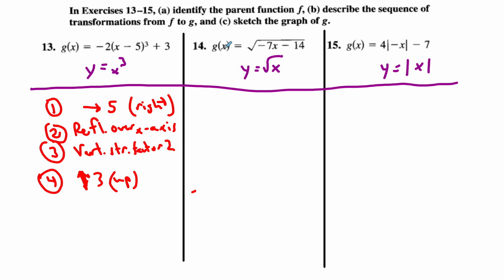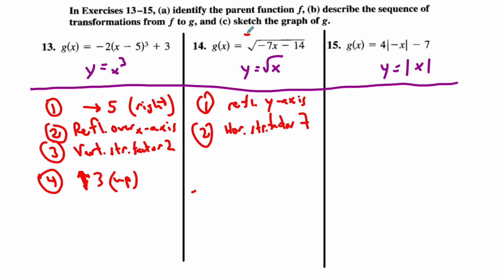All right, similar sort of thing here. So what's happening with this? So it turns out that the very first thing that's going to happen is we're going to have a couple of different things happen. First, we're going to have a reflection over the y-axis because of the negative that's directly affecting this. We're also going to have a horizontal stretch factor 7 because we're multiplying by 7.